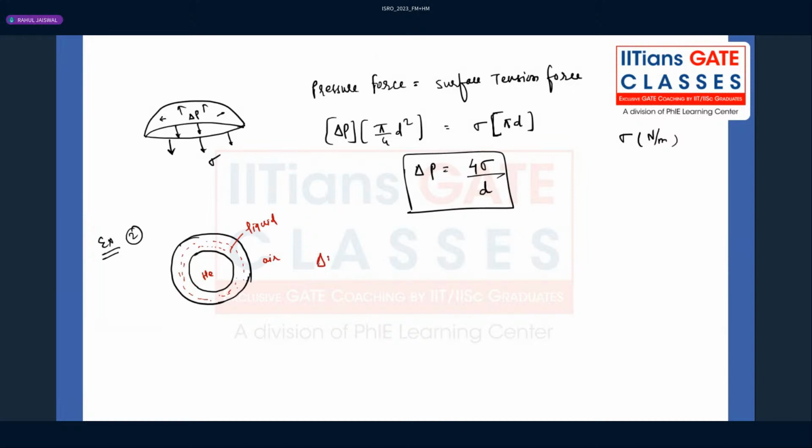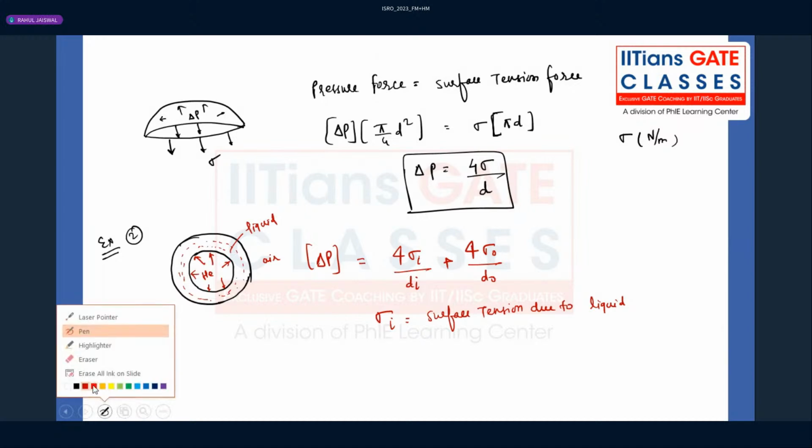Now if I ask you how much delta P, the pressure which is exerted, what will you say? Delta P will be 4 sigma i divided by d i plus 4 sigma naught divided by d naught, where sigma i is the surface tension due to the liquid helium interface. The liquid and helium both make one interface. You can see it by the green color here, right? Liquid helium interface.